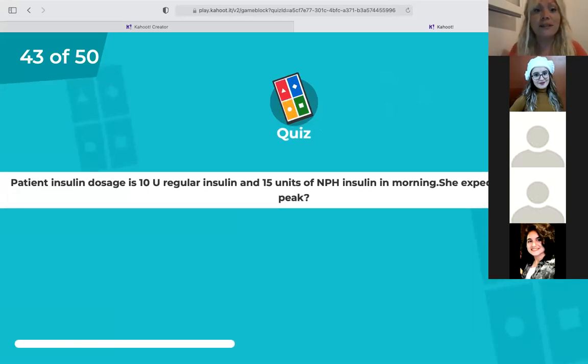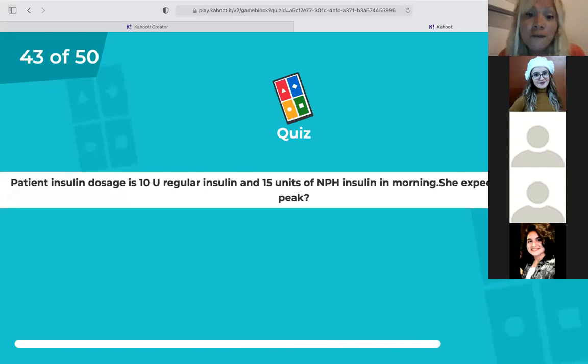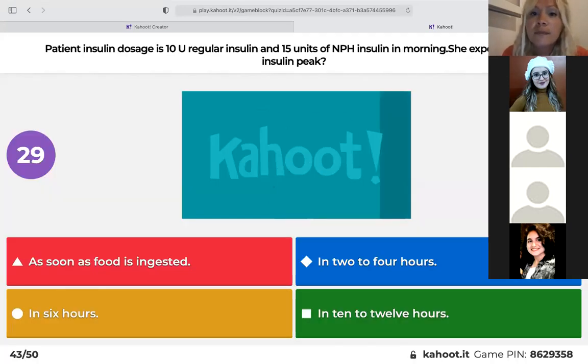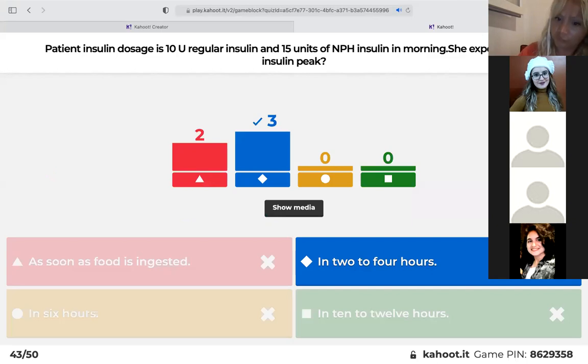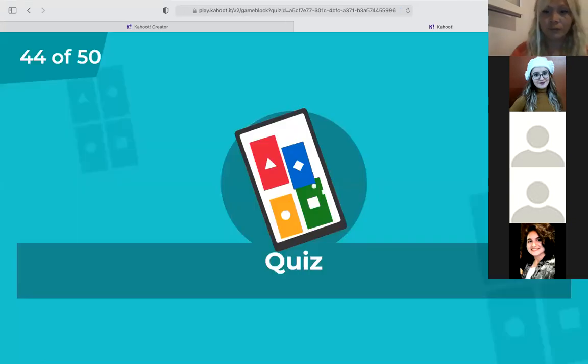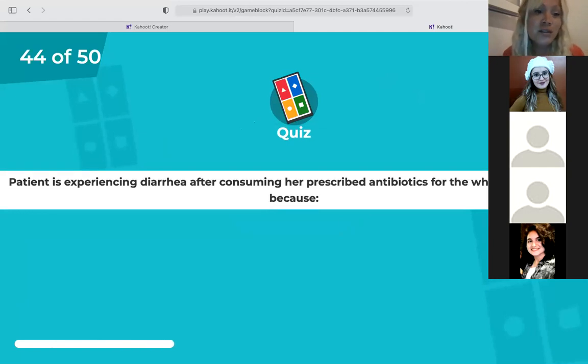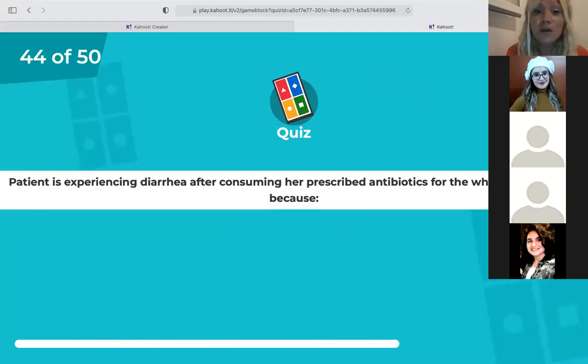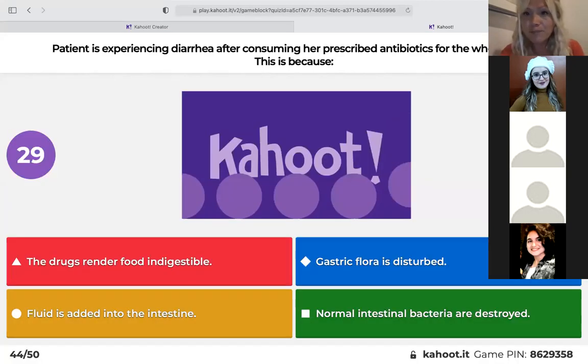A patient's insulin dosage is 10 units of regular insulin and 15 units of NPH insulin in the morning. When does she expect the first insulin peak? A patient is experiencing diarrhea after taking her prescribed antibiotics for a whole week. This is because of what?